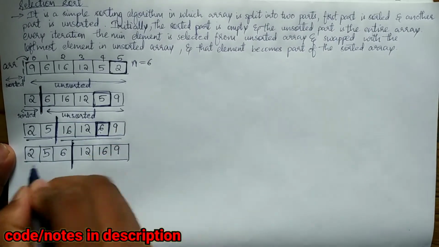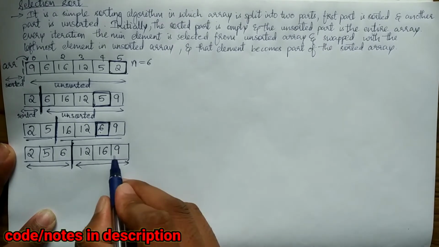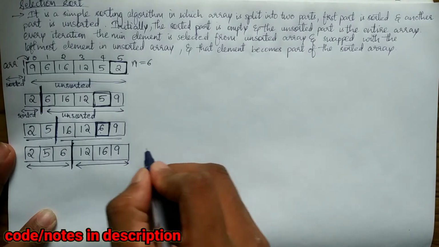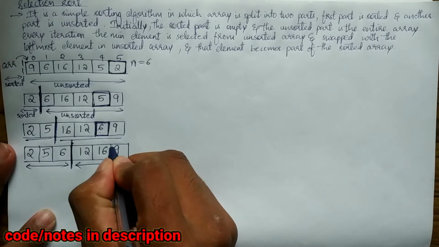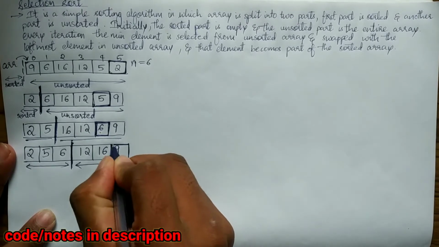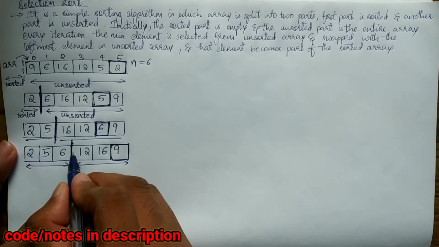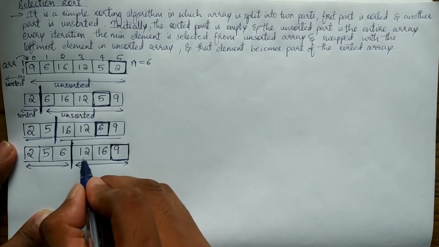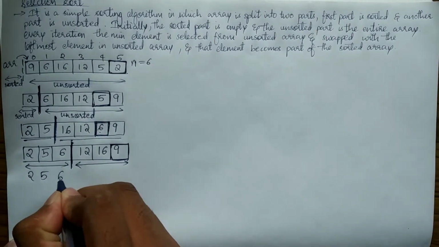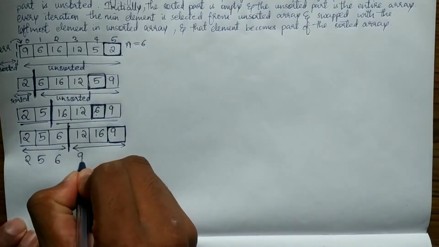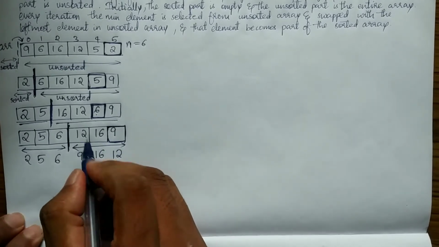So this is our sorted array now and this is our unsorted array. So again we'll find the minimum element in the unsorted array. The minimum element here is again 9. So we'll select 9 and swap it with the leftmost element in the unsorted array. So we'll swap 9 with 12. So again 2, 5, 6, 9, 16 and 12. So we swapped 9 and 12.